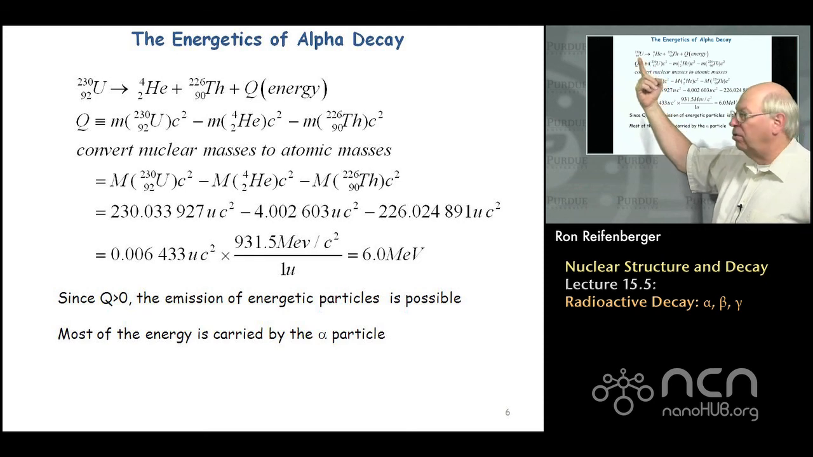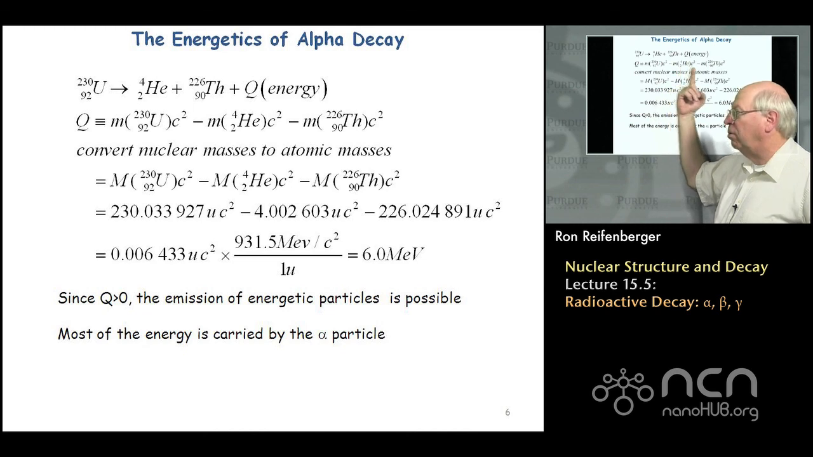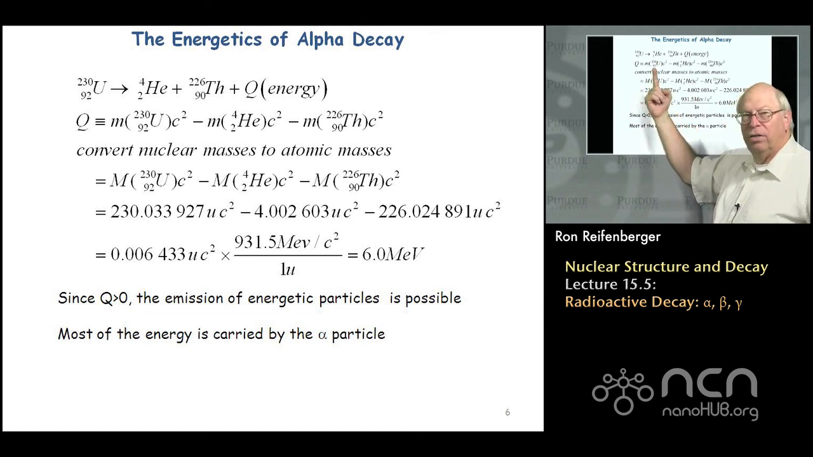This is the original parent nucleus, 230 protons plus neutrons. It decays into this alpha particle, so this is the mass of the alpha particle, and this is the mass of the thorium atom. This is the daughter nucleus that's produced in this nuclear decay, right? These are nuclear masses, right? That's what the small m indicates.